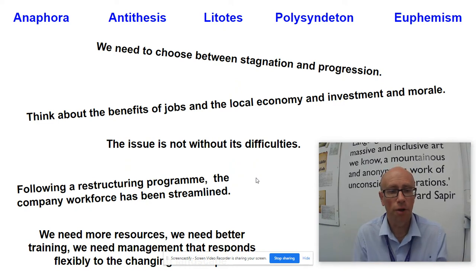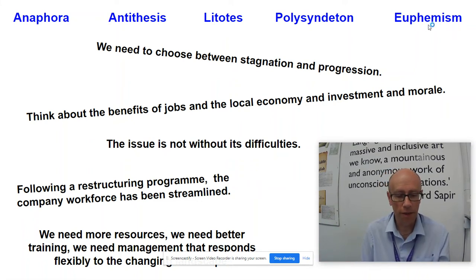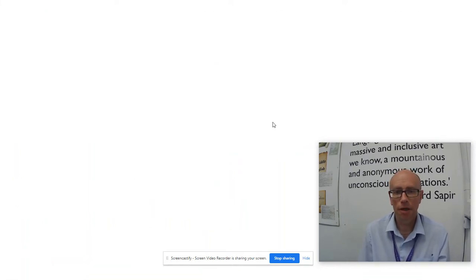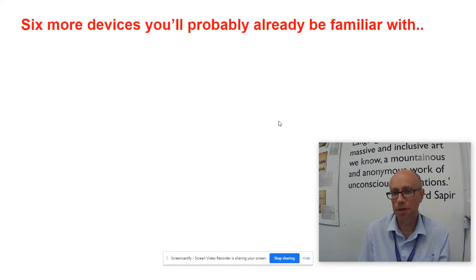Following a restructuring program, the company workforce has been streamlined. Well, this is a great example of euphemistic language. The world of business is full of them. What it really means is that people have been fired. And then finally, we need more resources. We need better training. We need management that responds flexibly, etc. That's a good example of anaphora, where you've got the same words being used at the beginnings of clauses. Okay, so hopefully you've got in your mind there those rhetorical devices.